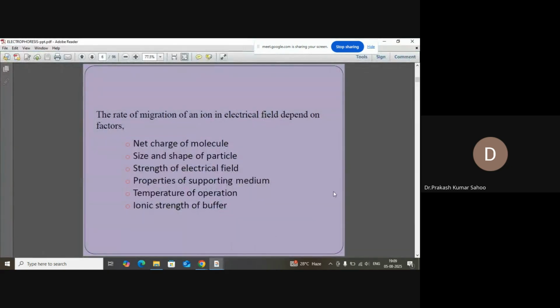Okay. So the rate of migration depends on different factors like the net charge of the molecule, size and shape of the particle, the strength of the electrical field, properties of the supporting medium, temperature of operation, and ionic strength of the buffer solution.